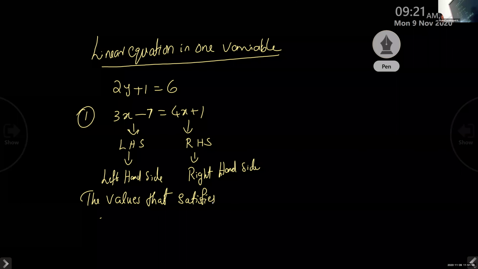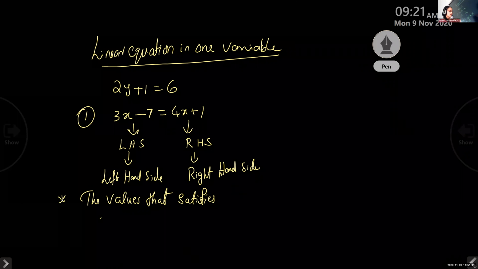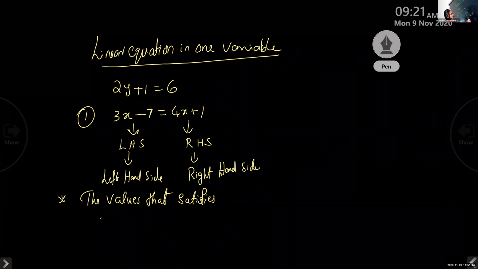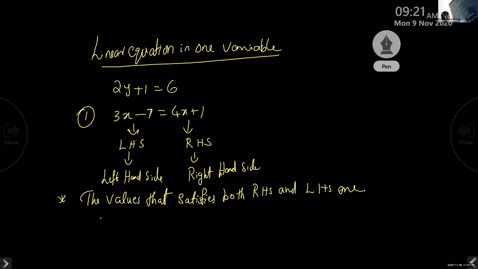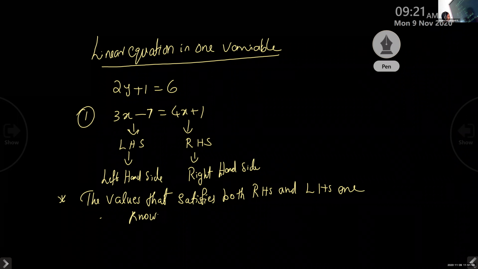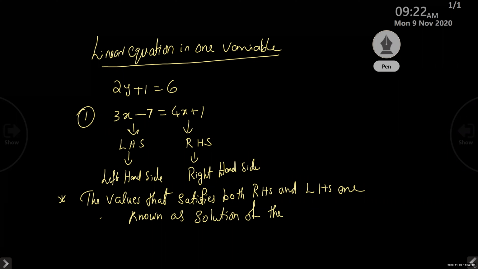The values that satisfy both RHS and LHS are known as solution of the equation. Solution of the equation. Write this also.